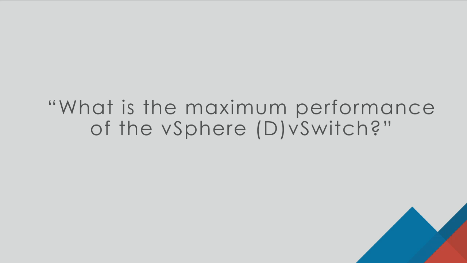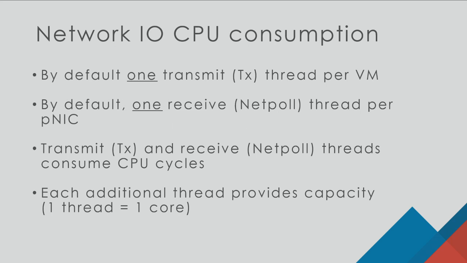So the question is, how many CPU cycles can the vSphere kernel consume to actually do network I/O? And that's an interesting thing. Because looking at network I/O and the vSphere network stack, by default, a VM will have only one transmit thread, the so-called TX thread, and one receive thread, which is called the Netpoll thread. We just talked a bit about RSS and NetQueue and how that fits in multiple queues. And each additional thread would deliver up to one core, actually, of additional performance.